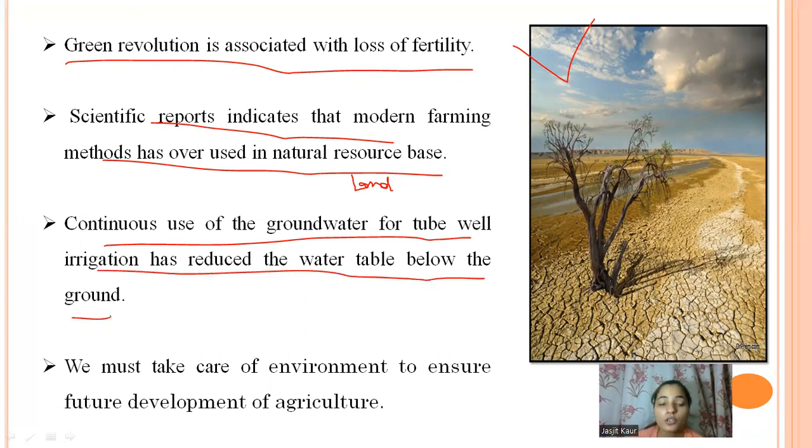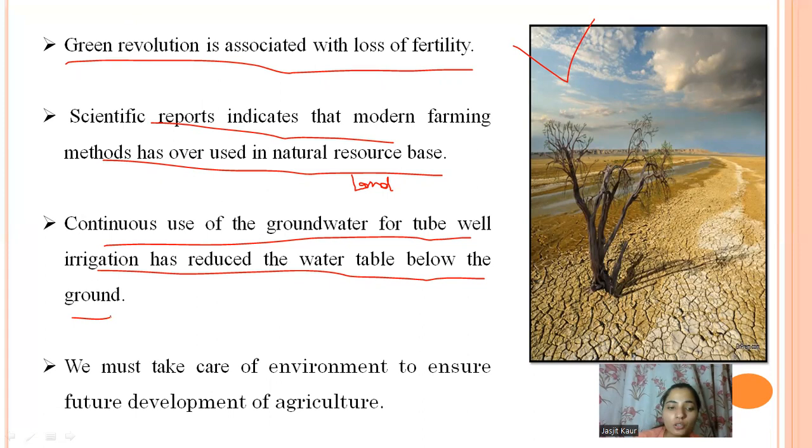Now, continuous use of groundwater for tube well irrigation has reduced the water table below the ground. When we are adopting the modern farming method in which we use irrigation, tube wells and canals, for a tube well we need to extract the groundwater. When we are accessing more of the groundwater, the water table of the groundwater is reduced in that particular area.